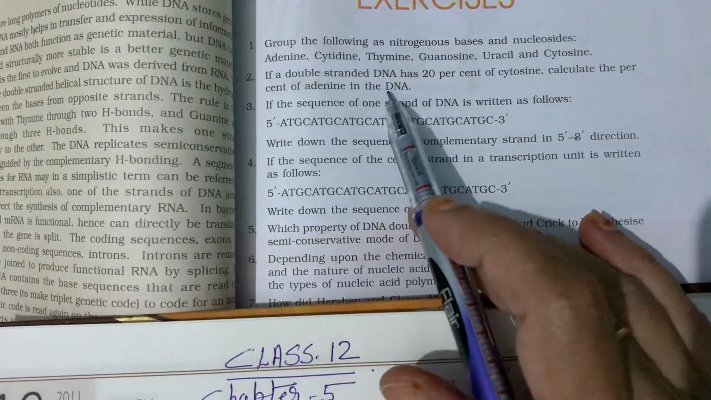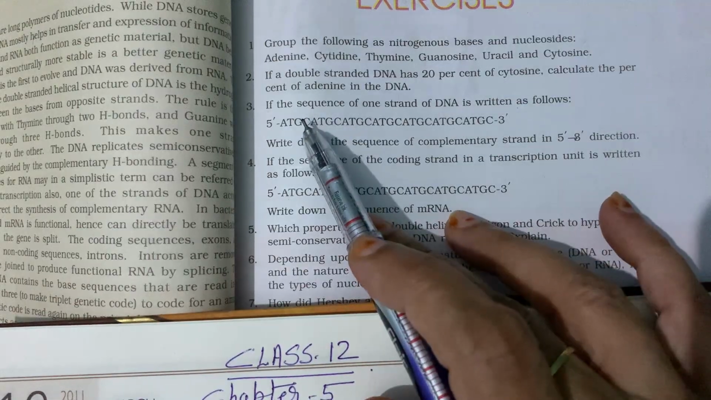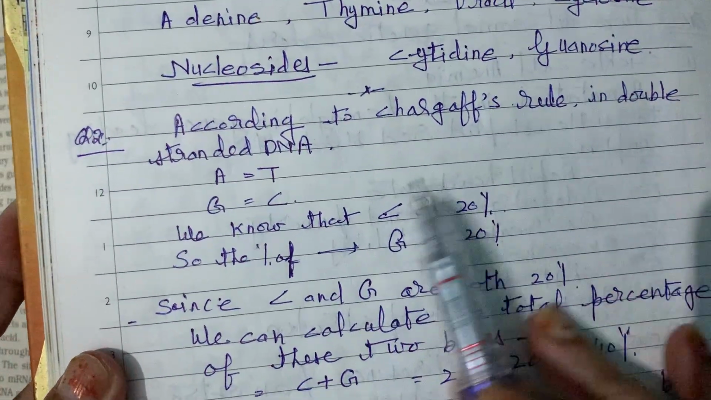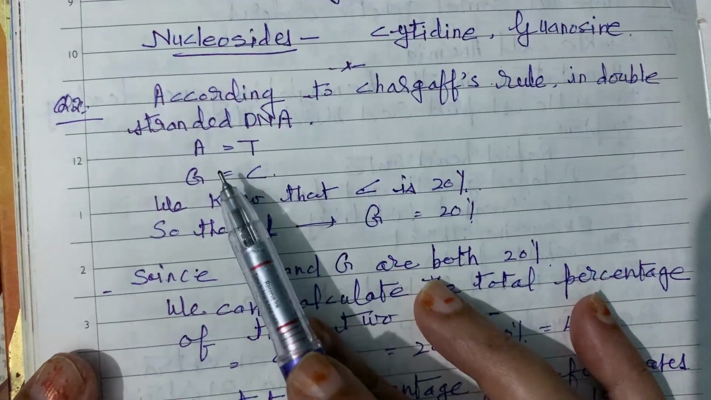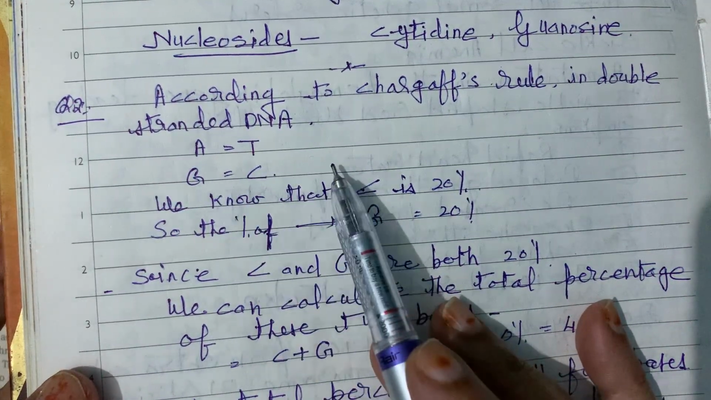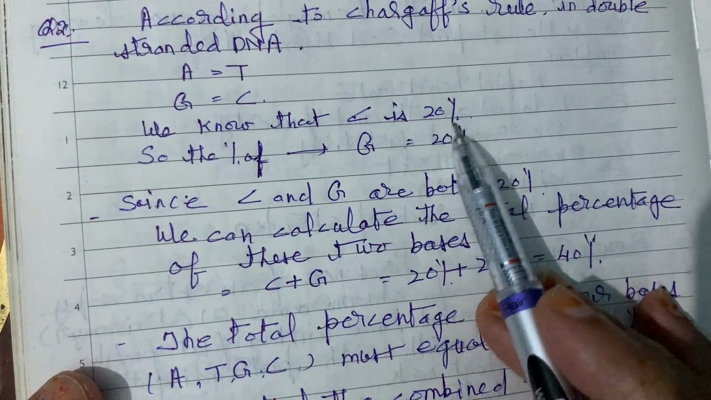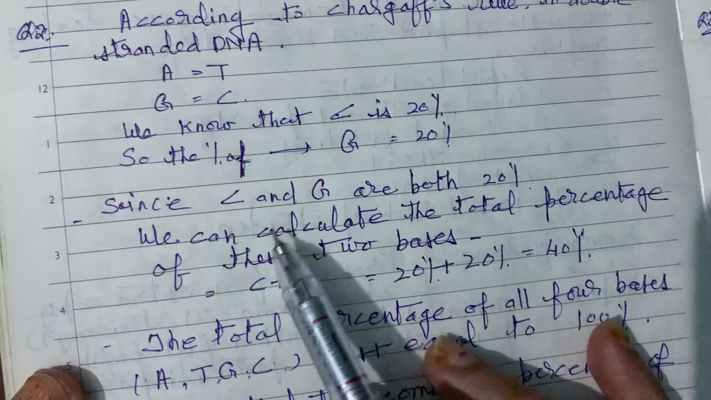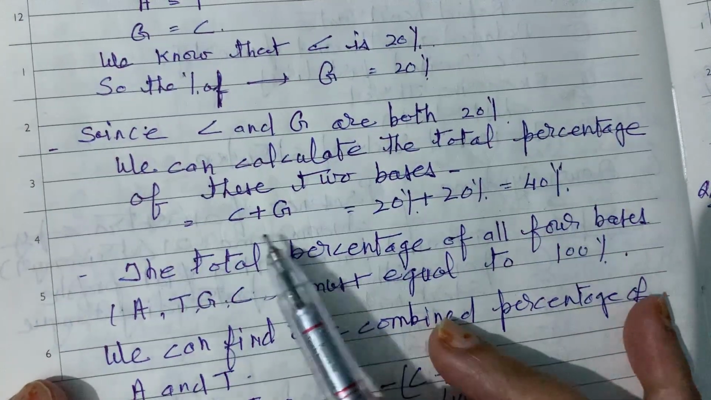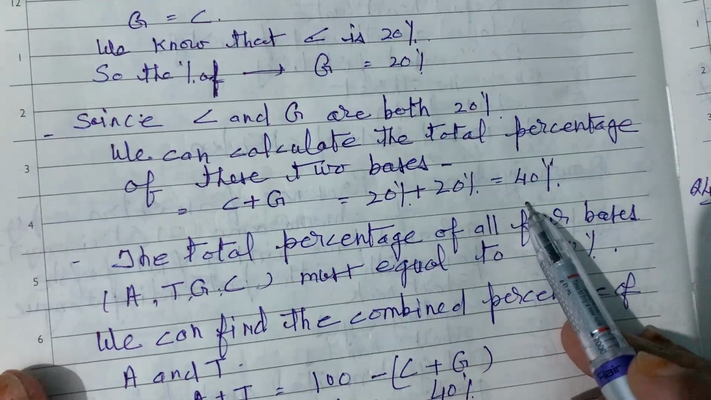Next, if a double-stranded DNA has 20% cytosine, calculate the percentage of adenine in DNA. Now see, according to Chargaff's rule, in double-stranded DNA, adenine and thymine are present in equal amounts, and guanine and cytosine are in equal amounts. And we know that cytosine is 20%, then guanine is also 20%. Since C and G both are 20%, the total percentage of the two bases, C plus G, will be 20 plus 20, 40%.